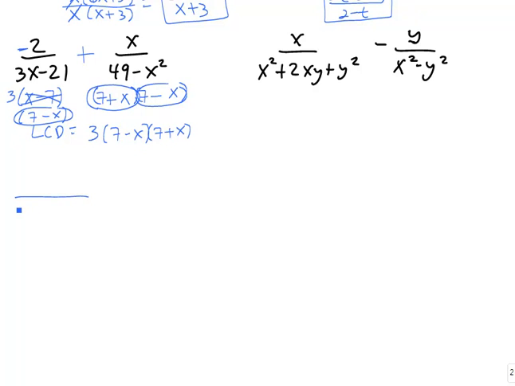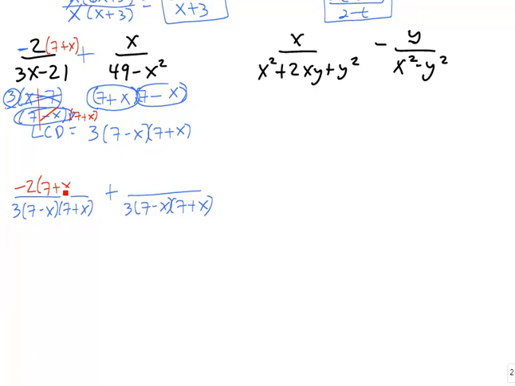So let's change our two fractions so that they have this new common denominator. The first fraction had the 3 and it had the 7 minus x. It's missing the 7 plus x. So we would need to multiply this one by 7 plus x in the bottom and 7 plus x in the top. Remember that negative that we put in there to counterbalance switching the order. So that's still there. So we're going to have a negative 2 and then that 7 plus x.